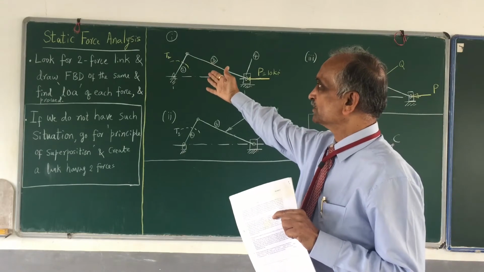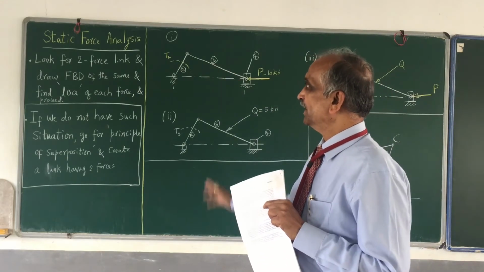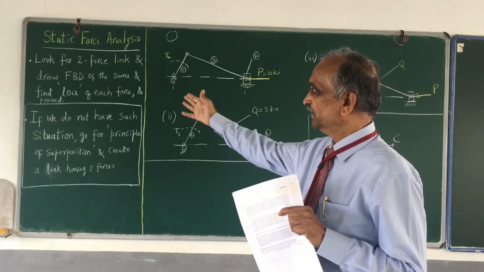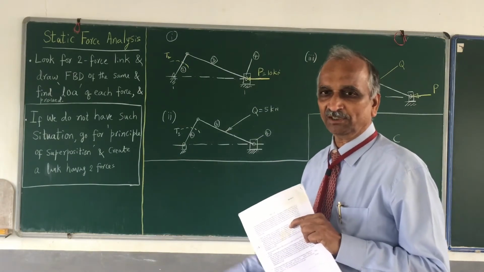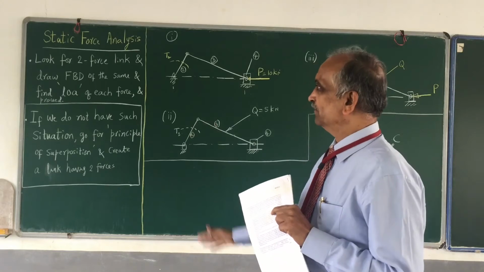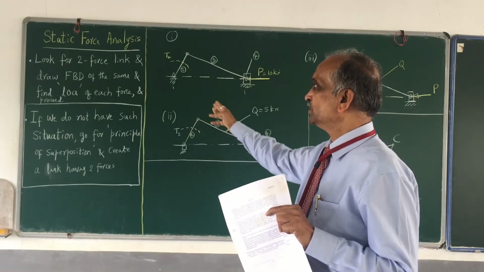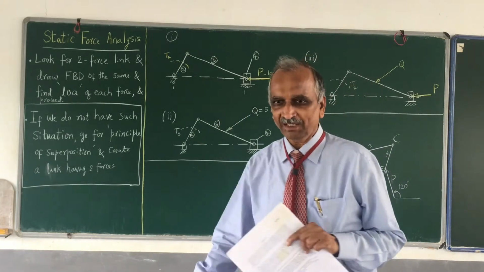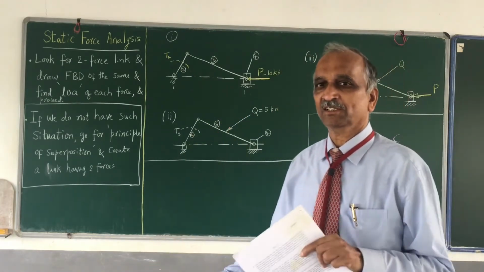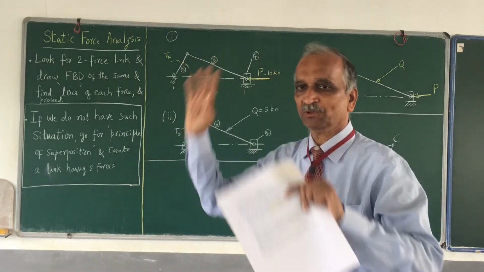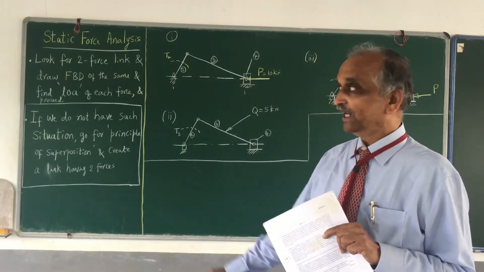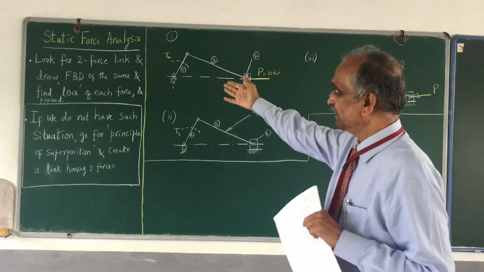Look for a two force link, draw the free body diagram of the same, and find LOA. It is not a standard notation. LOA means line of action. Find the line of action of each force on that link, and then proceed. Then move to an adjacent link where you can proceed with your analysis, and accordingly you carry on.